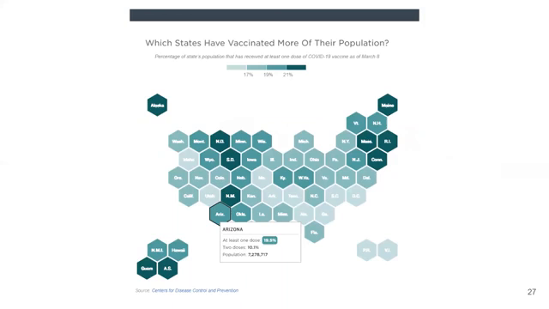Once again, the hexagonal heat map is used quite effectively. The decision to reduce the complexity in this case and only present information that directly answers the question listed above is appropriate for the audience. The question being which states have vaccinated more of their population.